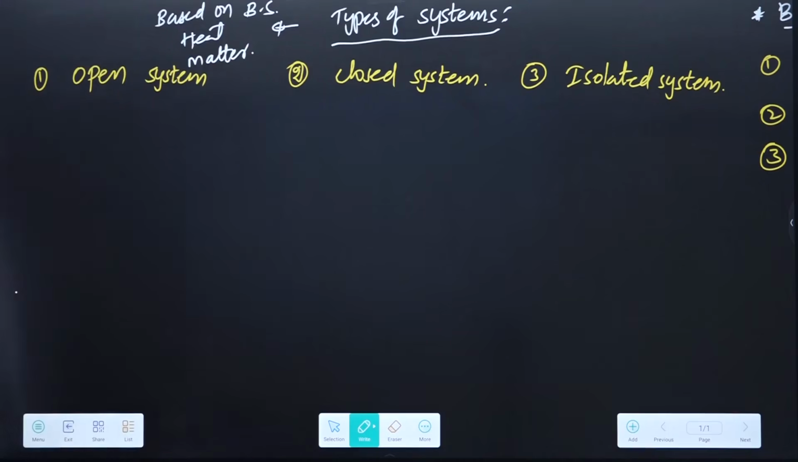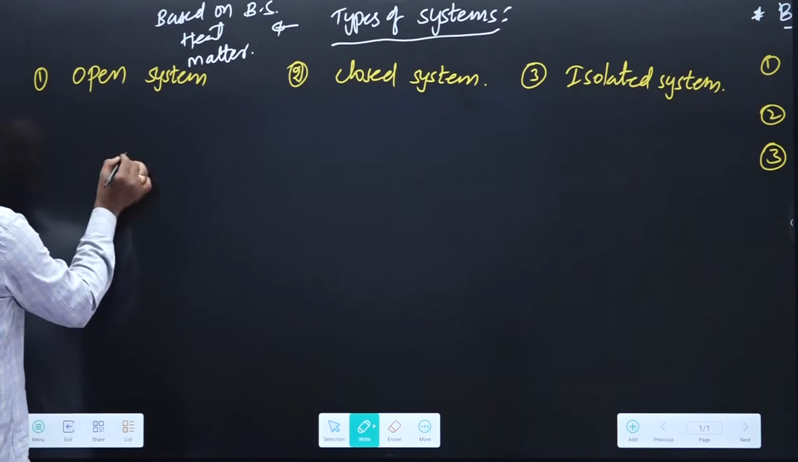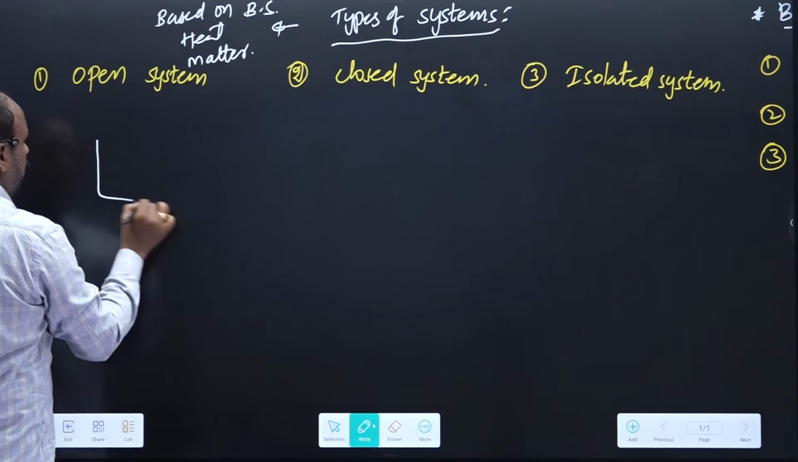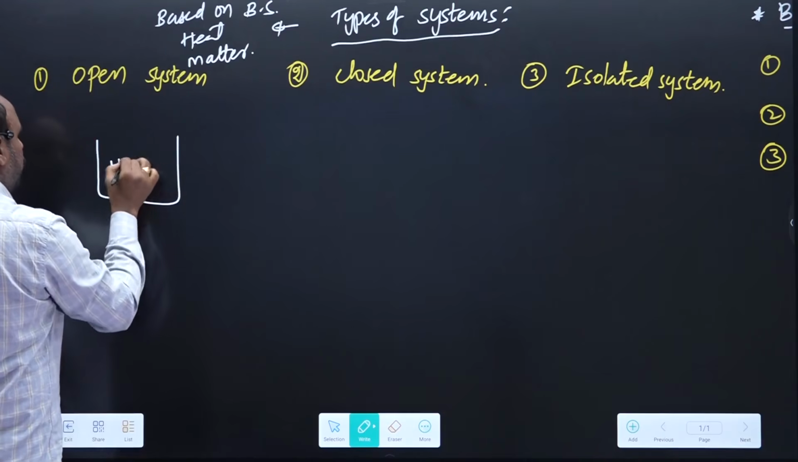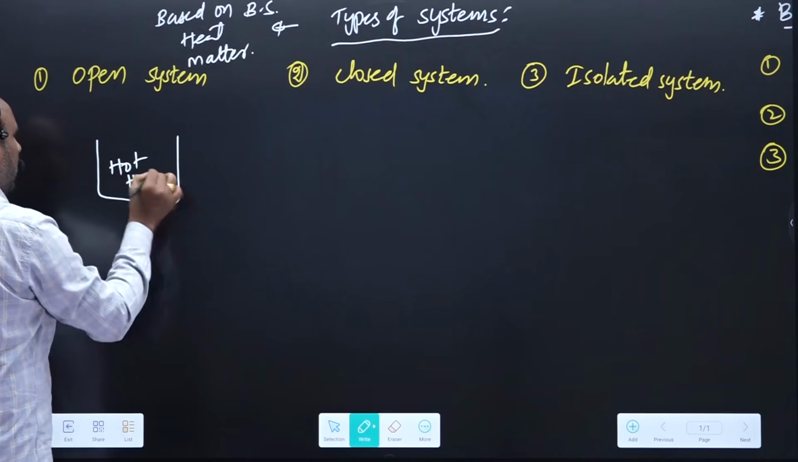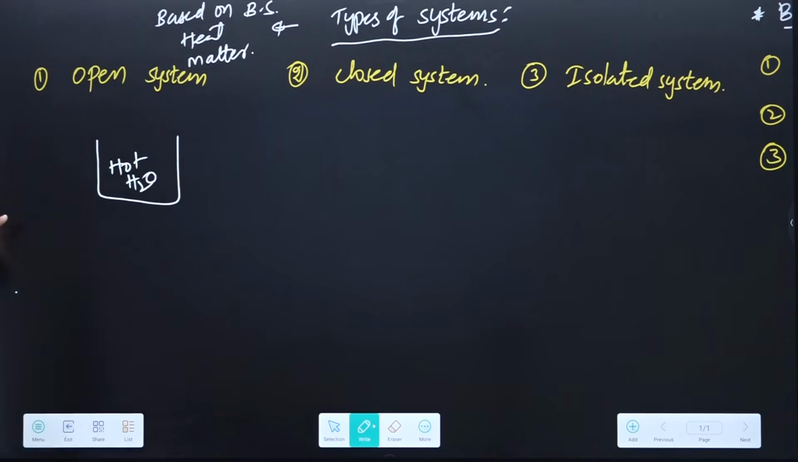So based on the transfer of heat and transfer of matter, we have to discuss three types of systems, right? The first one is the open system. Consider, in an open system, hot water in an open beaker.